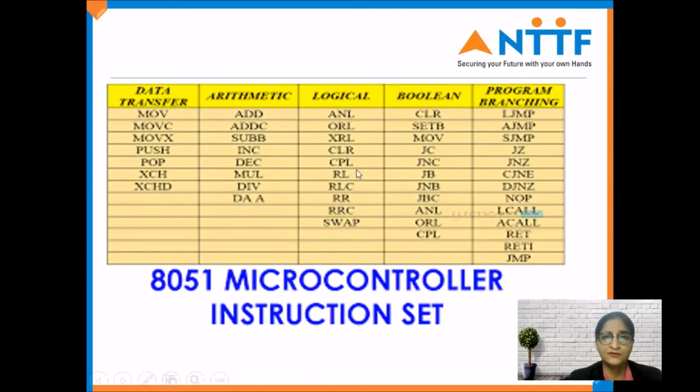Here we are talking about the arithmetic instructions. For addition, you can see we have two instructions: one is ADD and one is ADDC, that is addition with carry. Then subtraction we'll also be doing today. For subtraction, the instruction is SUBB, subtraction with borrow. So ADDC is addition with carry, and then simple addition. We are going to execute these instructions today.